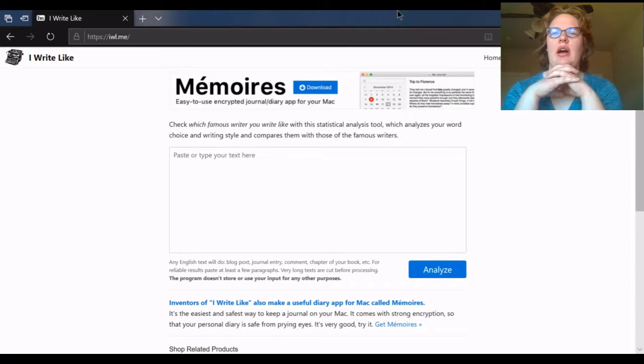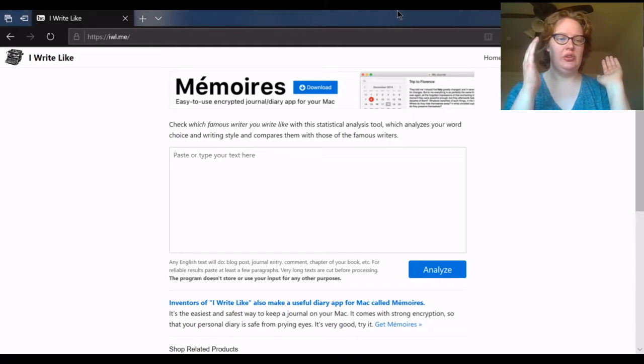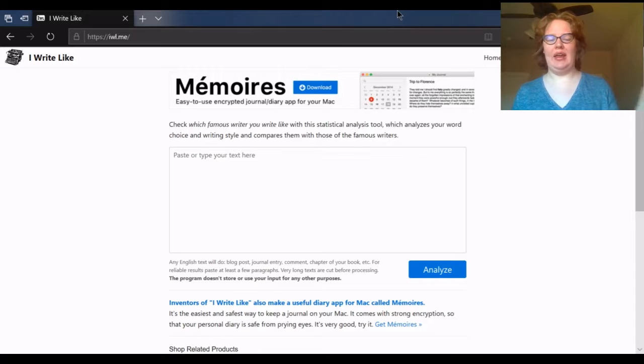Anyways, I found this website, which is called I Write Like. What this website is, you can read the little thing that says, check which famous writer you write like with this statistic analysis tool, which analyzes your word choice and writing style and compares them with those of the famous writers. So you take a page of your writing, you put it in here, and the website will analyze your writing and say that you write like this person. The person who I found this from, I think, got Stephen King.